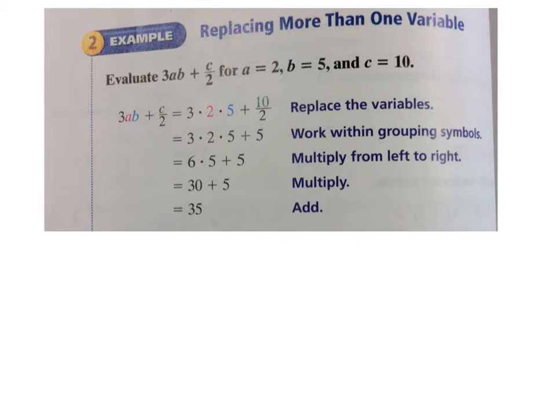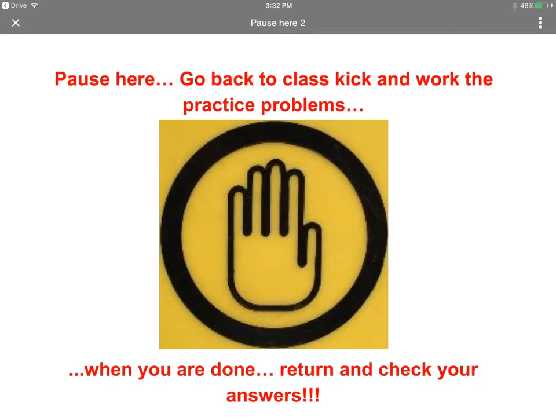3 times 2 is 6. Again, bring down everything else. One operation at a time, one item per line. 6 times 5 is 30. Bring down the plus 5. And finally, 35. Now this, again, is the way I expect to see you show the work. I want to see every step, every piece, every bit. Pause, go ahead and head into Class Kick, and you work one, or a couple there.